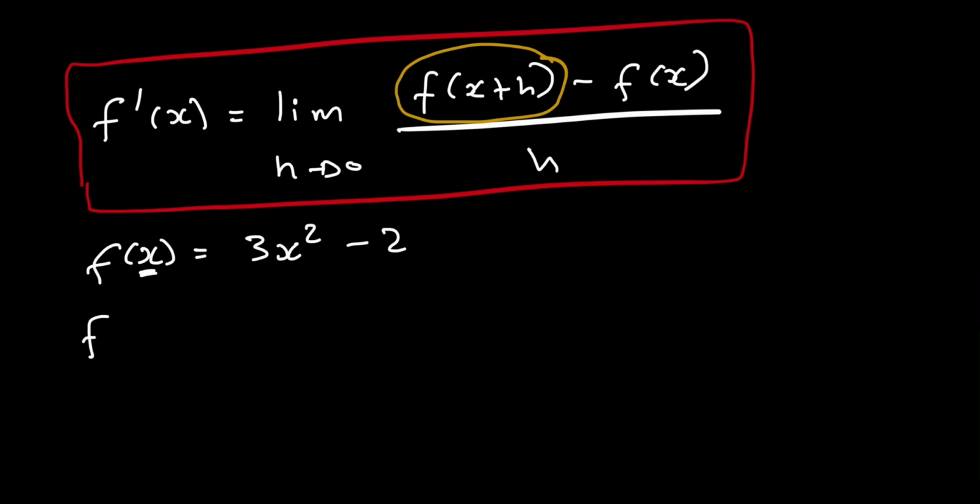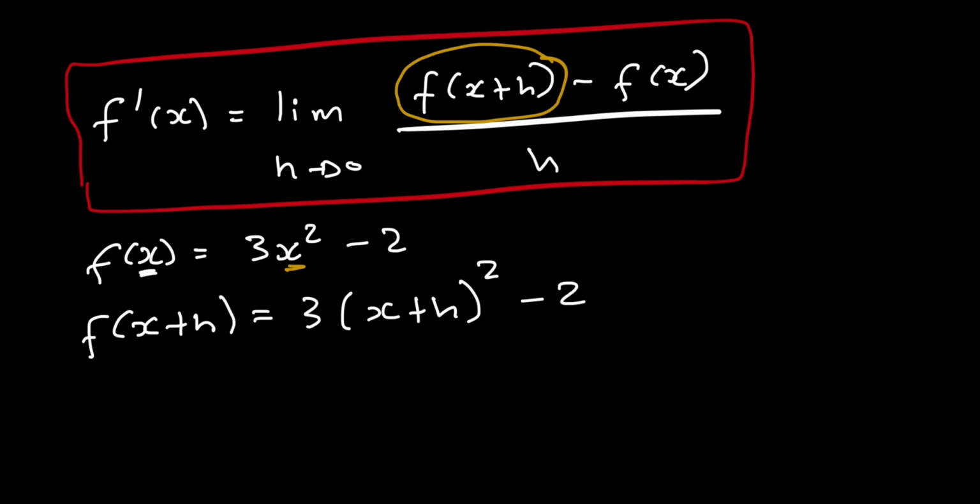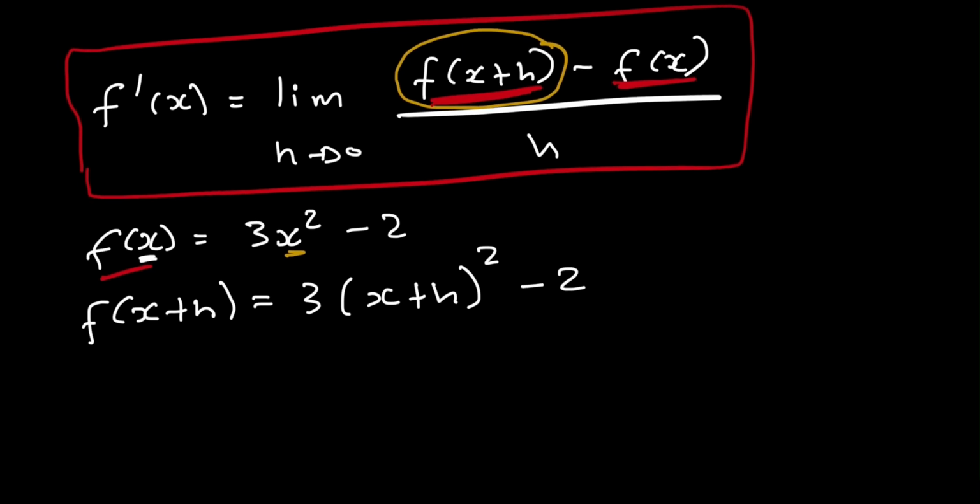We can say now f of x plus h is going to be equal to, so therefore where you see x, you're going to put what? X plus h. So this is going to be 3, and then when you see x, you're going to say this is x plus h, but now you have to square everything since that was squared. And then we now have minus 2. So this is what is implied by f at x plus h. And then now the f at x is just going to be the original equation.